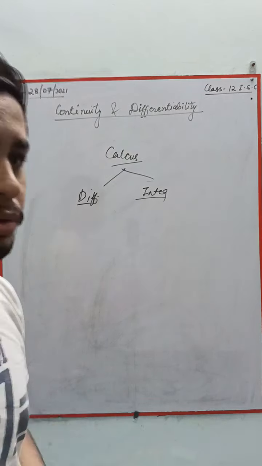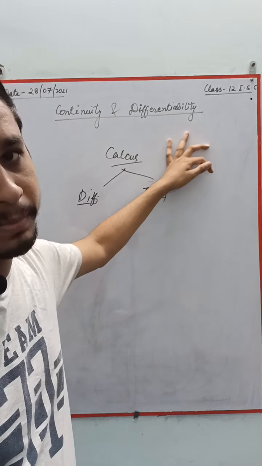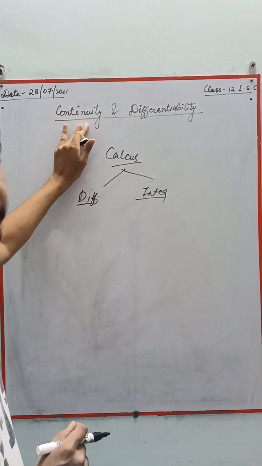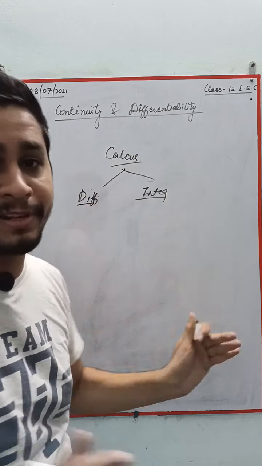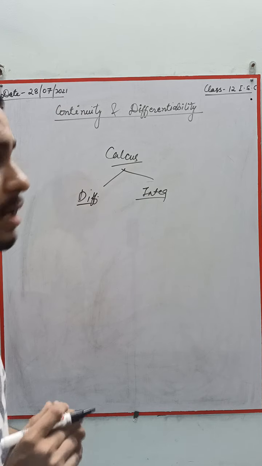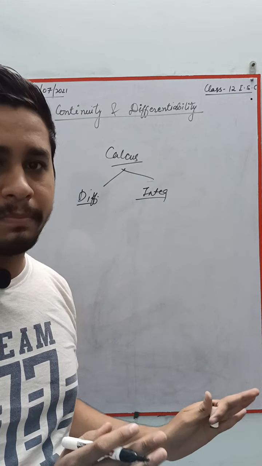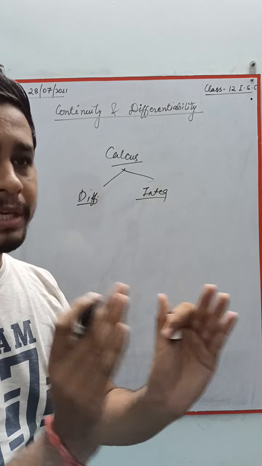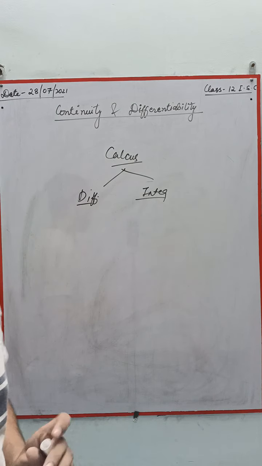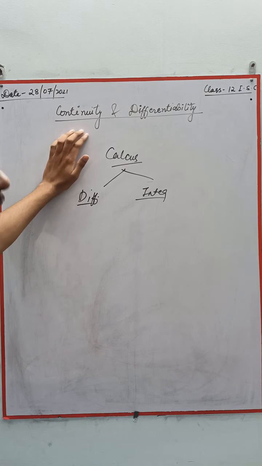So keeping in mind all those things, we are with the new topic, that is continuity and differentiability. First, we are going to study the continuity of a function, and then differentiability, and we'll sum up these two and head to the next topics. We have to keep in mind the previous concepts of relation and function also, because somewhere or the other we'll be taking the help of those two. So let's start with the first topic, that is continuity.